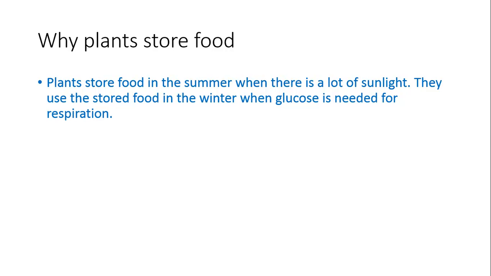Why do plants store food? Plants store food in the summer when there is a lot of sunlight. They use the stored food in the winter when glucose is needed for respiration. In the winter months, there is less sunlight. It's cold, so less photosynthesis will occur. So the food that is stored is used for respiration, for daily plant functions.